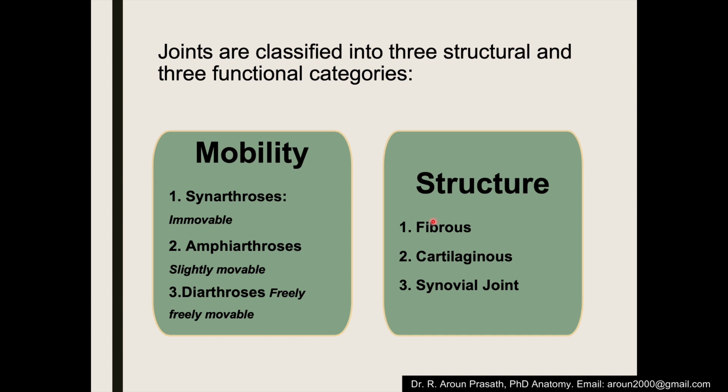joints. The immovable joints are fibrously connected, and slightly movable joints are cartilaginous in nature, which allows a slight degree of movement. Then the freely movable joint, we call it the synovial joint. In fact, each synovial joint has certain characteristics. We will discuss that.